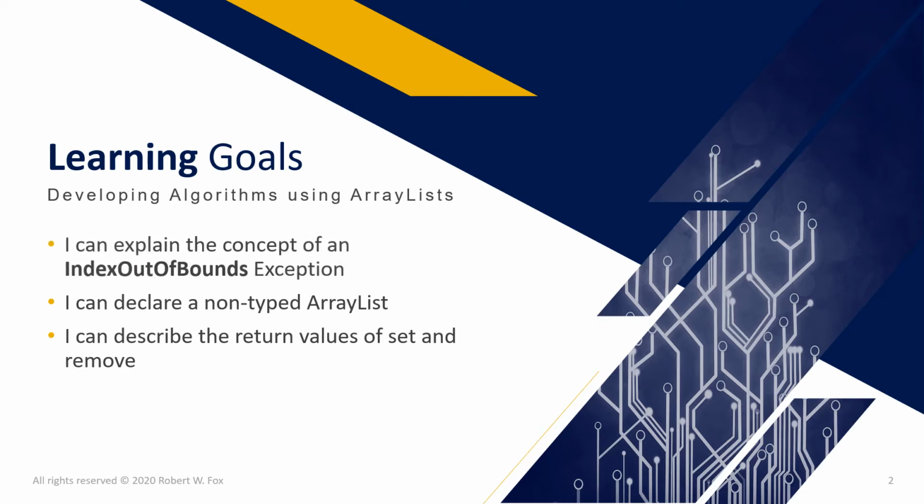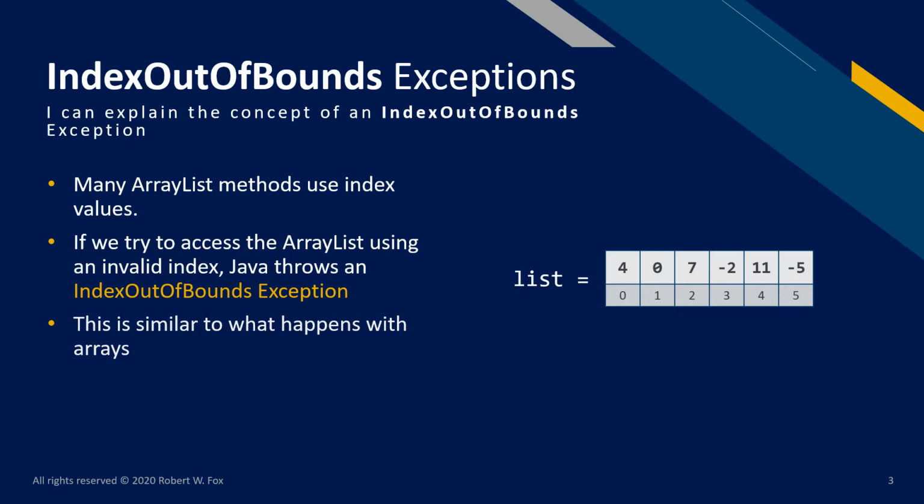So first, we want to be able to explain the concept of an index out of bounds exception. Also, be able to declare a non-typed array list, and we'll learn what that is. And then also discuss the return values of the set and remove methods. Let's start with the index out of bounds exceptions.